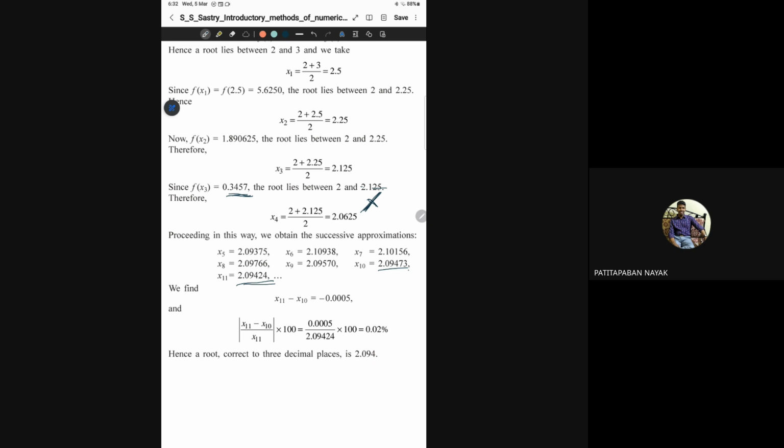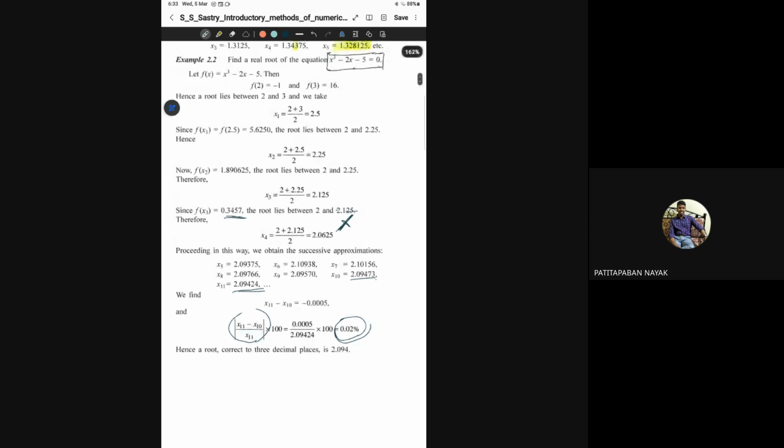Similarly, if you continue up to x10 and x11, what is the value of x10? 2.094. x11 also 2.094. But after that, here it is 73, here it is 24. So now the point is how far we want to go. x11 minus x10 by x11 is like 0.02%. So the change is very small. So now we can say the root is 2.094. This is how we calculate using the bisection method.